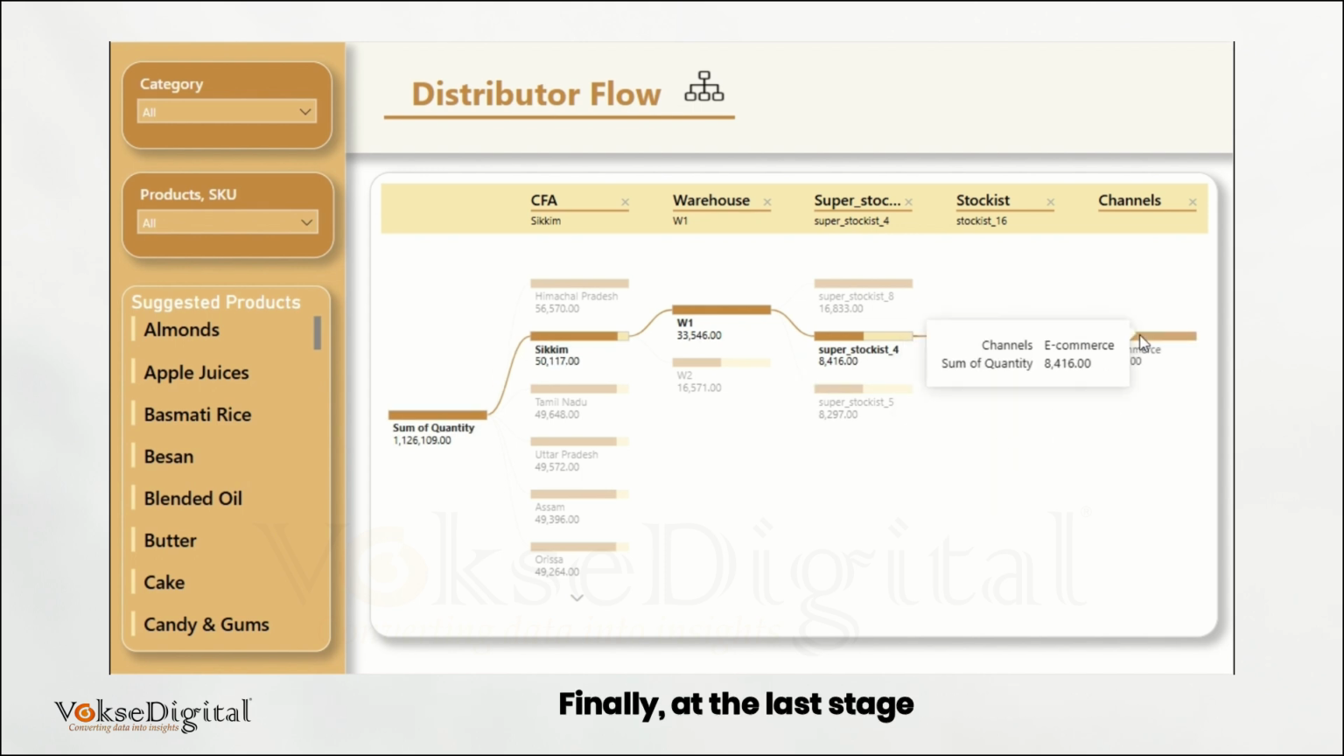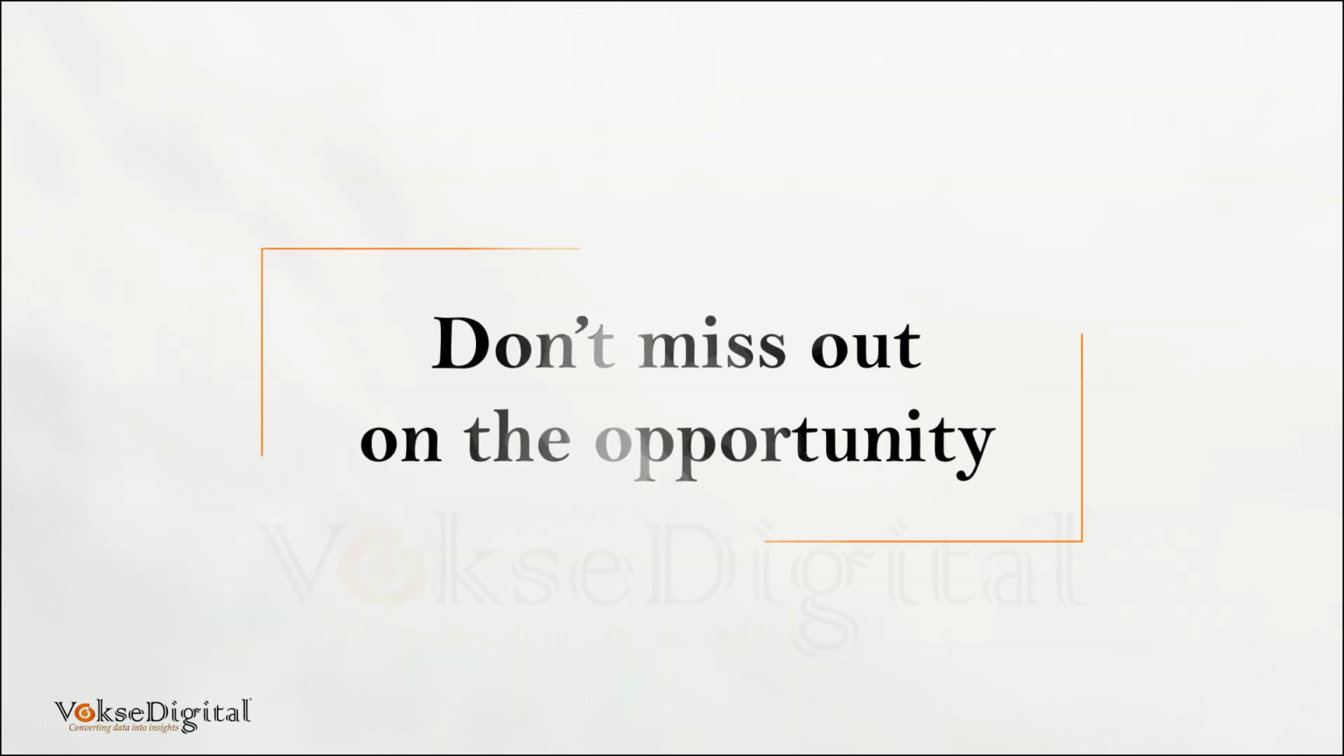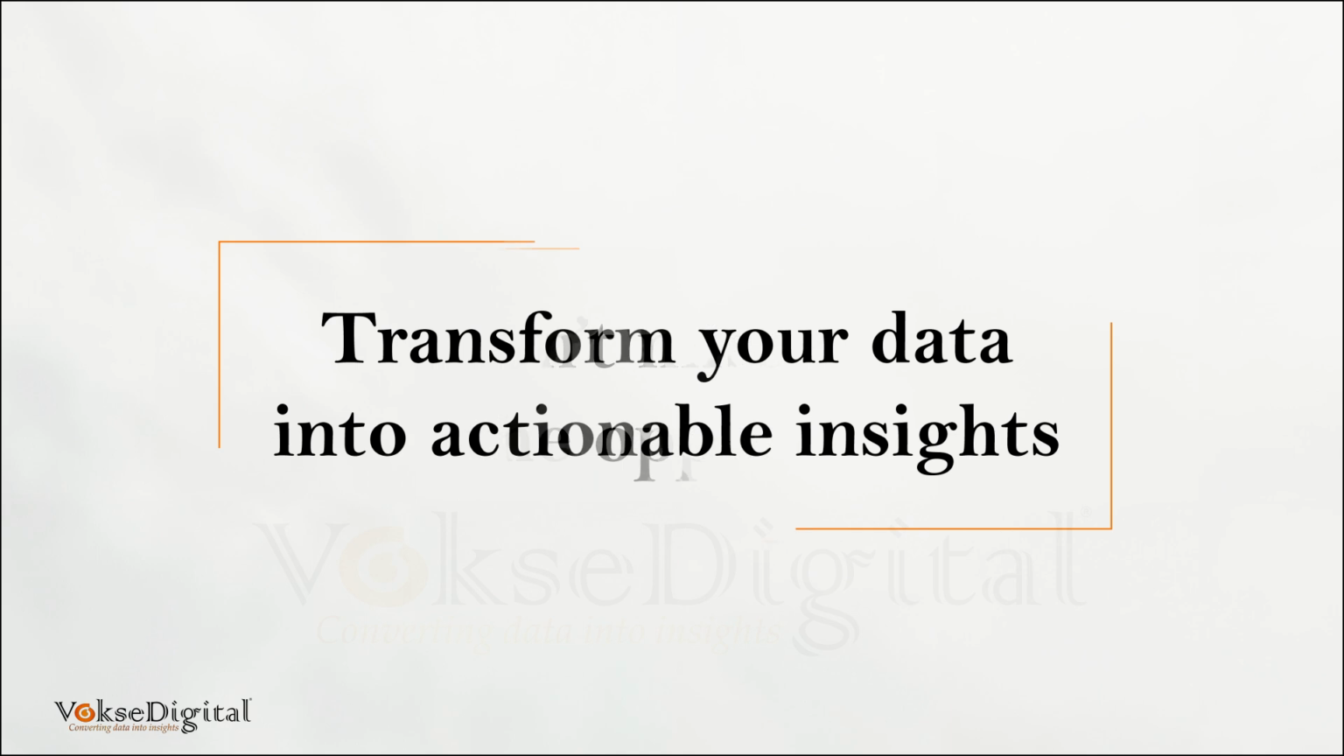Finally, at the last stage, we can see the sales channels, including e-commerce, where a portion of the stock is sold directly to customers. With a decomposition tree, we can analyze flow at every stage, identify supply bottlenecks, and optimize stock distribution efficiently. If a warehouse is overburdened or a region has a low supply, businesses can quickly adjust their strategy to meet demand.